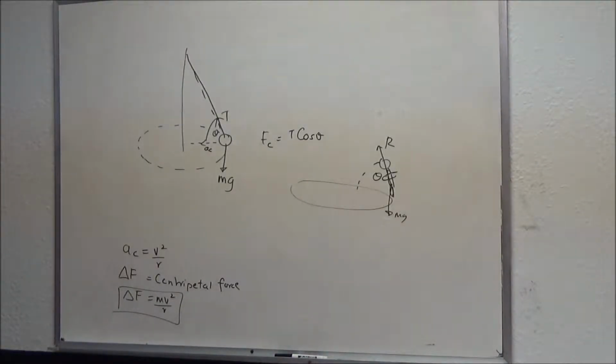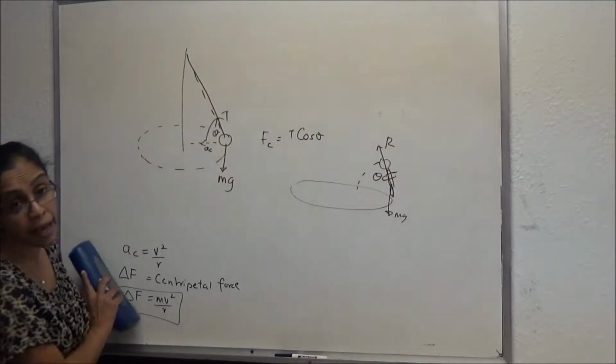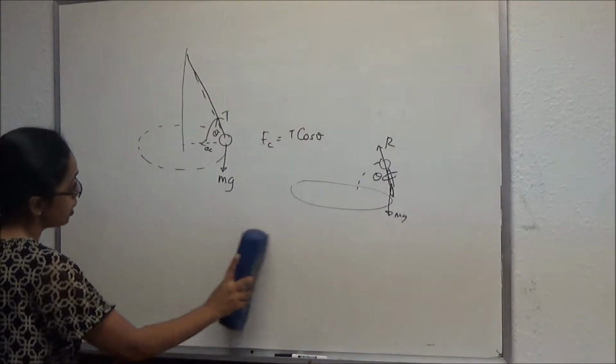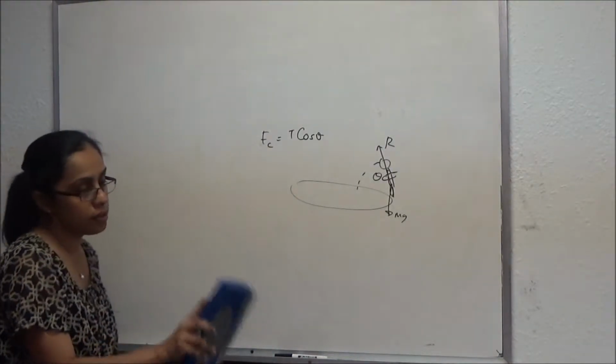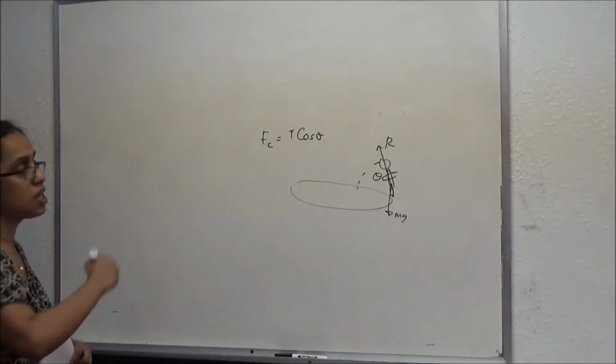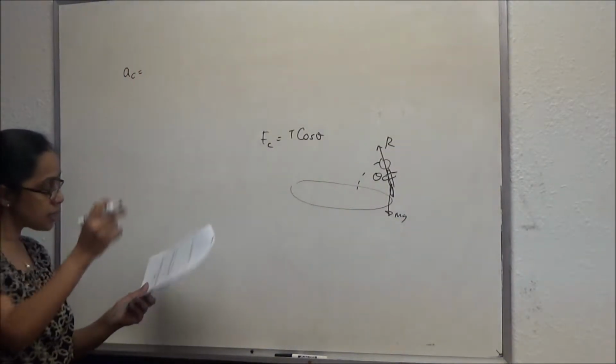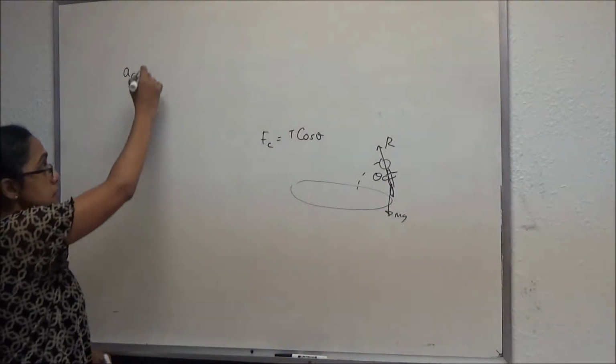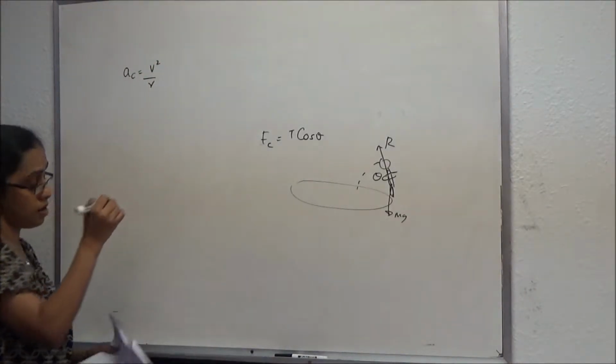A 0.5 kg object moves in a horizontal circular path with a radius of 0.25 meters at a constant speed of 4 m s^-1. What is the magnitude of the object's centripetal acceleration? Okay, since I have been doing this for a long time, I know the equation straight away. So I will give you the equation. AC, they are asking about the centripetal acceleration. It is AC equals V squared over R.